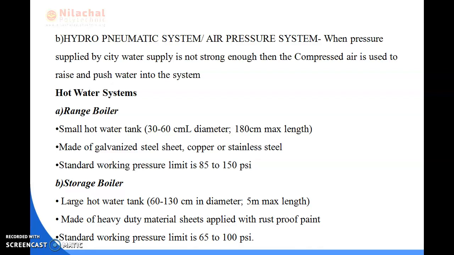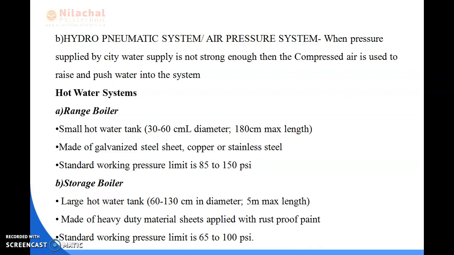So the range boiler is a small hot water tank with a diameter of 30 to 60 centimeter and a length of about 180 centimeter. It is made of a galvanized steel sheet, copper or stainless steel, and the standard working pressure limit is 85 to 150 psi, that is pound force per square inch.